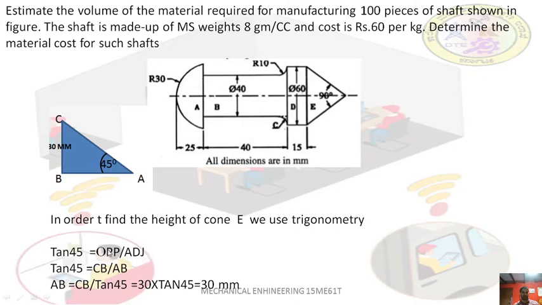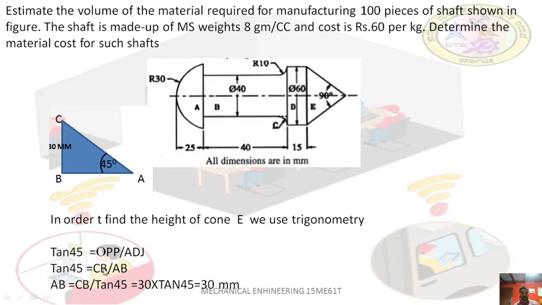So tan 45 equals opposite by adjacent. Opposite is CB, adjacent is AB. Opposite is given as 30 mm, so the adjacent we don't know. In order to get the adjacent AB, just exchange this: this you shift here and this you transfer here.